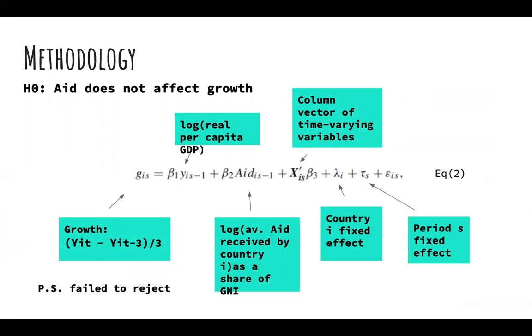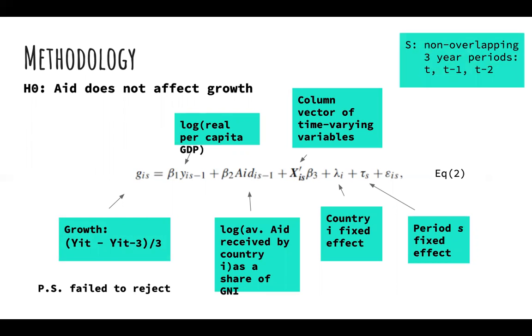Aid at s minus 1 is the log of average aid received by country i as a share of GNI in the previous period. X_i here is a column vector of time-varying variables, including log population. Lambda i is the country i fixed effect, such as the quality of the government, and tau s minus 1 is the period s fixed effect that takes into account any time-specific shocks that affect all countries.